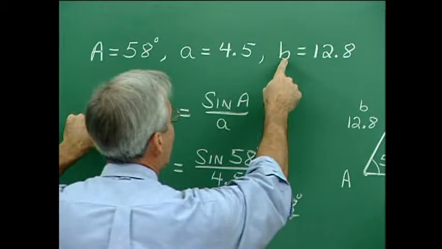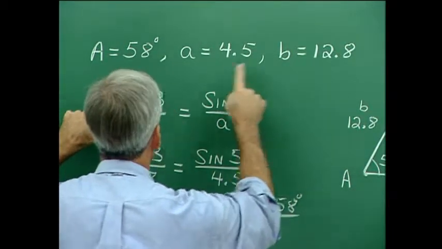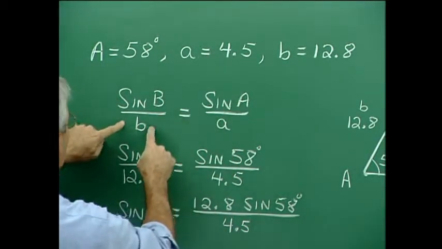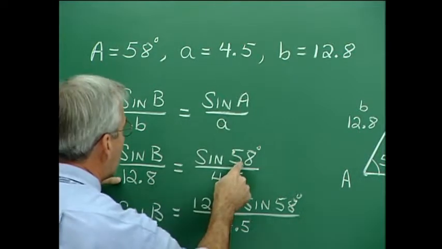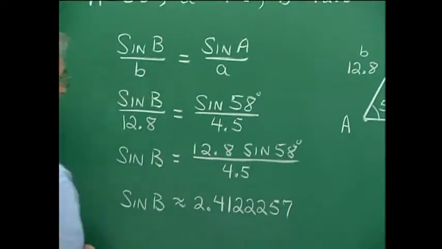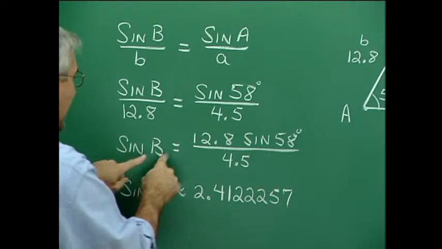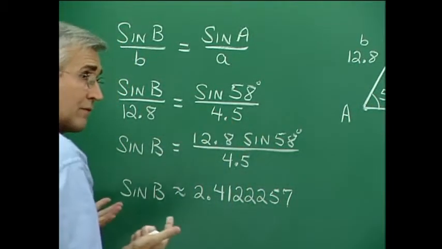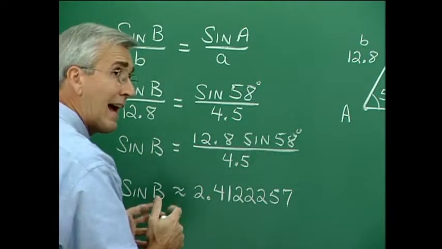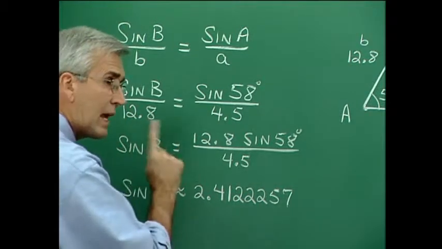Well, let's see. We have the length of side B, so we're going to solve for angle B. So it's sine B over B equals sine A over A, the given information. Now B we know to be 12.8, angle A is 58 degrees, side A is 4.5. Now multiplying by 12.8 on both sides, we get this fraction. And now the sine of some angle is this fraction. If you punch it into your calculator, you want inverse sine of this fraction, and when you do that the calculator gives you an error message. It says we can't do this.